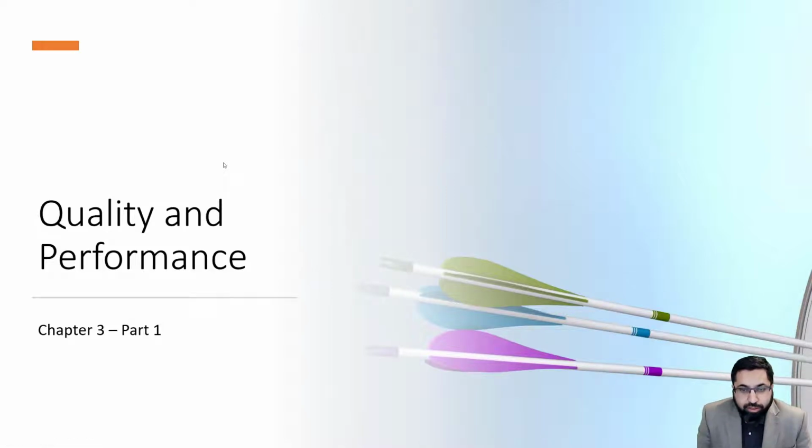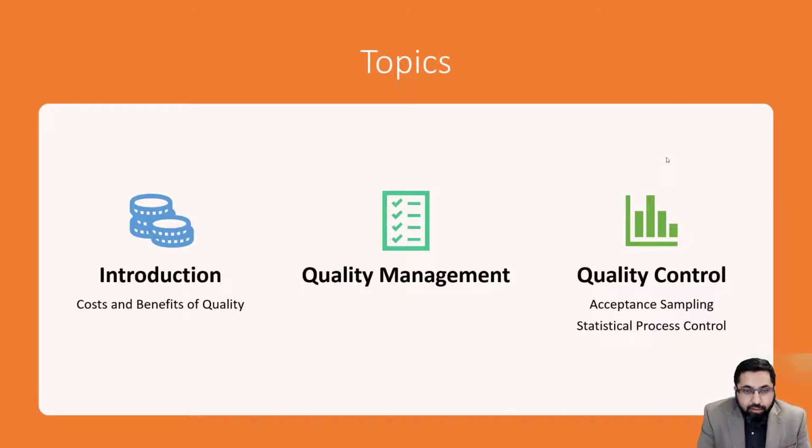Quality and Performance, Part 1. This is an important topic because all firms have to deal with quality management. In this lesson, we will introduce what quality is, what quality management is about, what are the costs and benefits of quality. Then we'll study some approaches to quality management like TQM, Total Quality Management, Six Sigma. And then we'll talk about quality control.